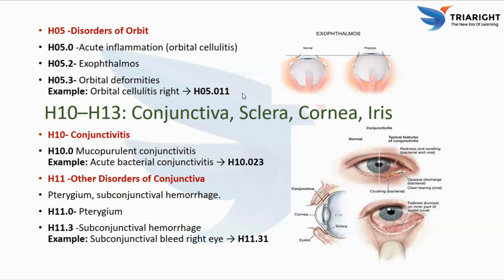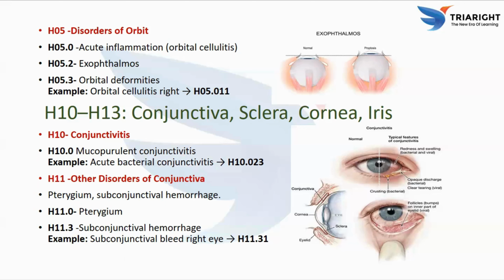H05.011 code is assigned for orbital cellulitis, right. So next, coming to H05.2, exophthalmos. Exophthalmos is also called proptosis. It's an abnormal forward bulging of the eye.